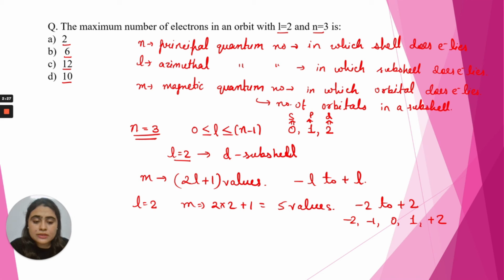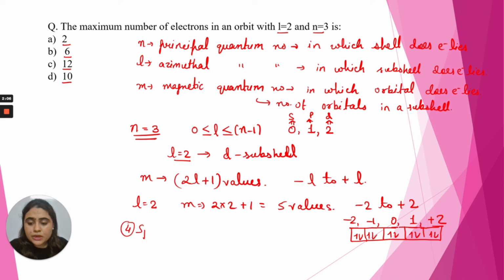That means how many orbitals are there? 1, 2, 3, 4 and 5. So in this subshell we have a total of 5 orbitals. And each orbital can accommodate a maximum of 2 electrons with opposite spin. So here comes the fourth quantum number, known as the spin quantum number.